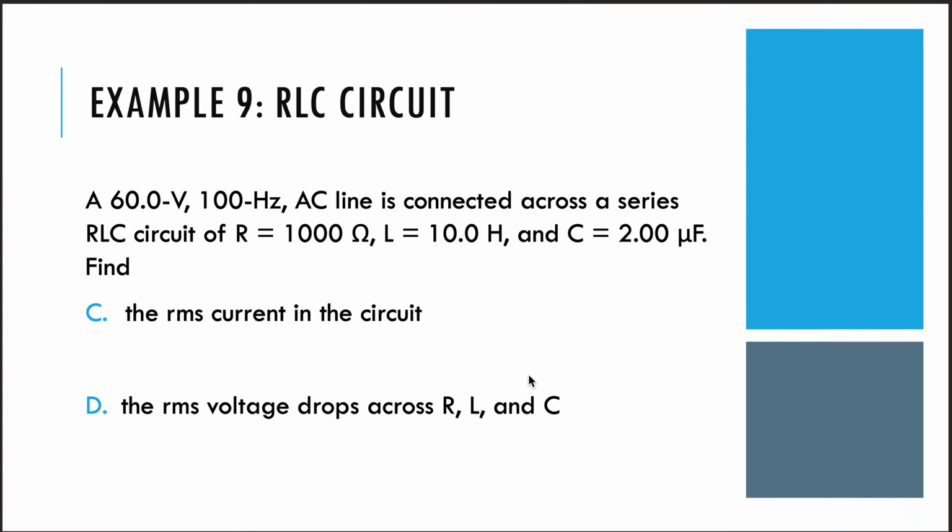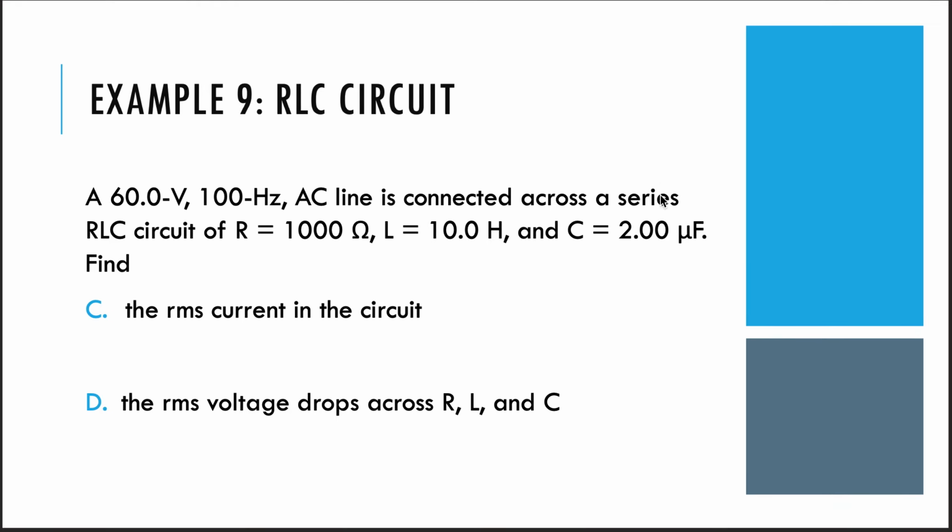Find the RMS current in the circuit. Well, the current using Ohm's law is going to equal V over Z. Since we have the RMS value of the voltage, that will give us the RMS value for the current. So all we have to do is 60 divided by the 5570 ohms that we just found. That's going to give us 10.7 milliamps, or 10.7 times 10 to the negative 3 amps.